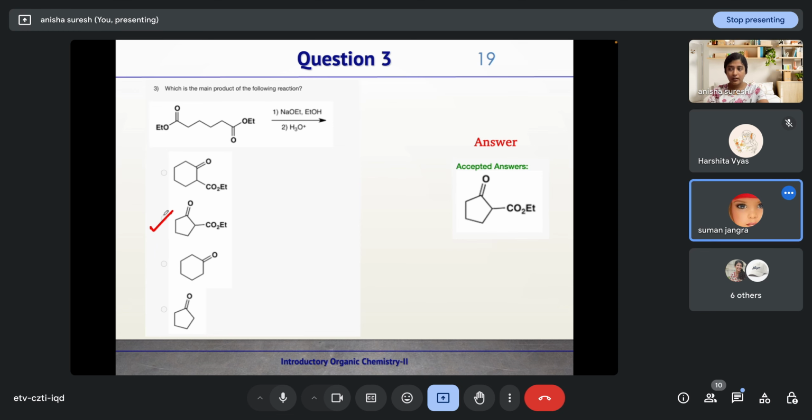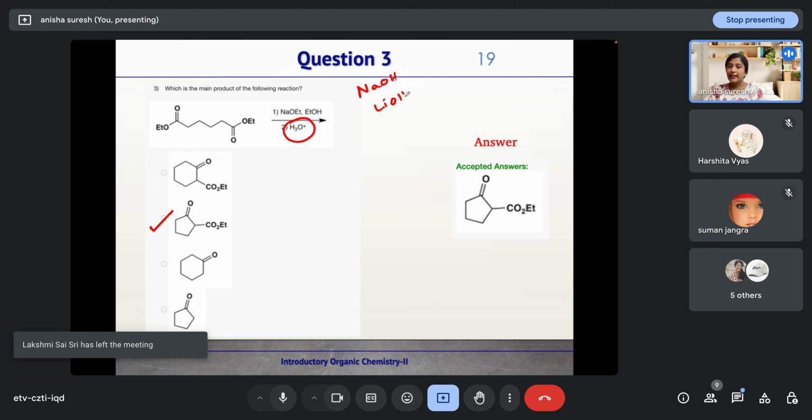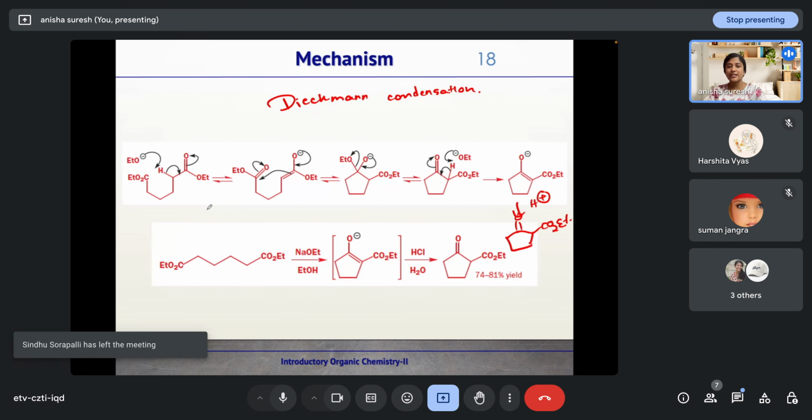Ma'am, in the second, there is a condition, hydrolysis. Whether this ester will undergo hydrolysis to give carboxylic acid or not. No, no, it will not. It is acid mediated now. If it is base mediated condition, like NaOH or LiOH condition, then ester can undergo hydrolysis and give OH. Here just proton abstraction will take place in H3O plus condition. Okay. Okay, ma'am.